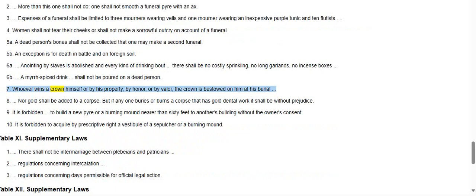7. Whoever wins a crown himself or by his property, by honor, or by valor, the crown is bestowed on him at his burial. 8. Nor gold shall be added to a corpse. But if anyone buries or burns a corpse that has gold dental work, it shall be without prejudice. 9. It is forbidden to build a new pyre or a burning mound nearer than 60 feet to another's building without the owner's consent. 10. It is forbidden to acquire by prescriptive right a vestibule of a sepulchre or a burning mound.